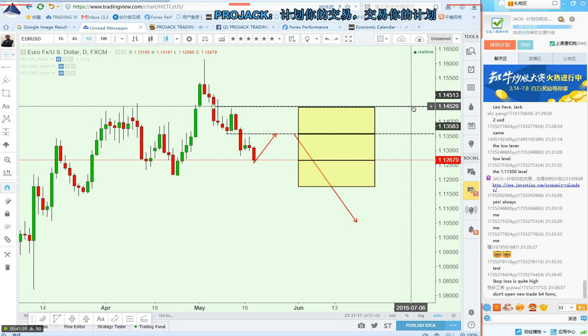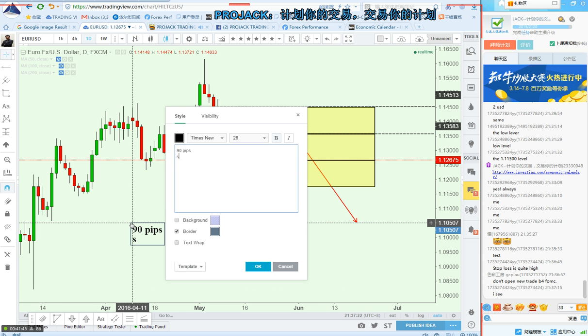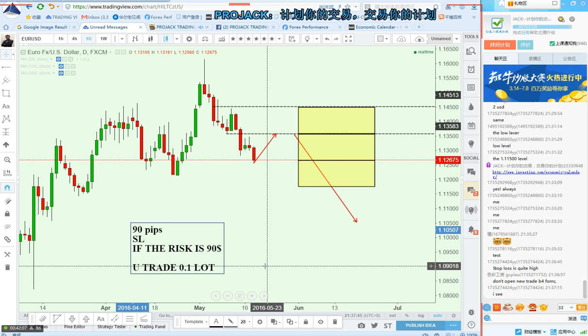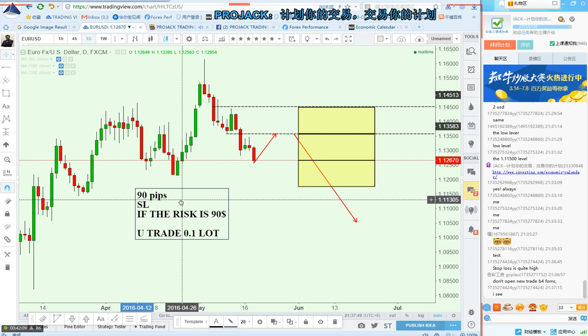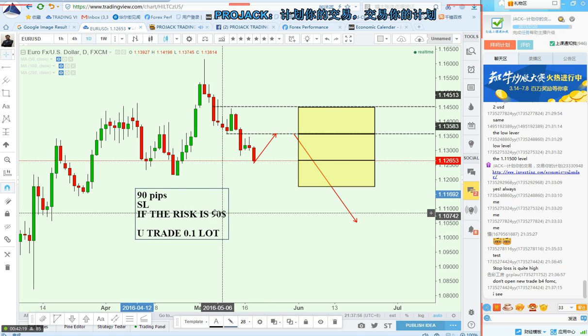1.1360 to 1.1450, that is 90 pips. Okay, 90 pips for the stop loss distance, right? If you don't want to lose more than $90, you just trade 0.1 lot. So simple. If it is 10 pips, you can actually sell 0.9 lots, right? So you always use your fixed amount here.